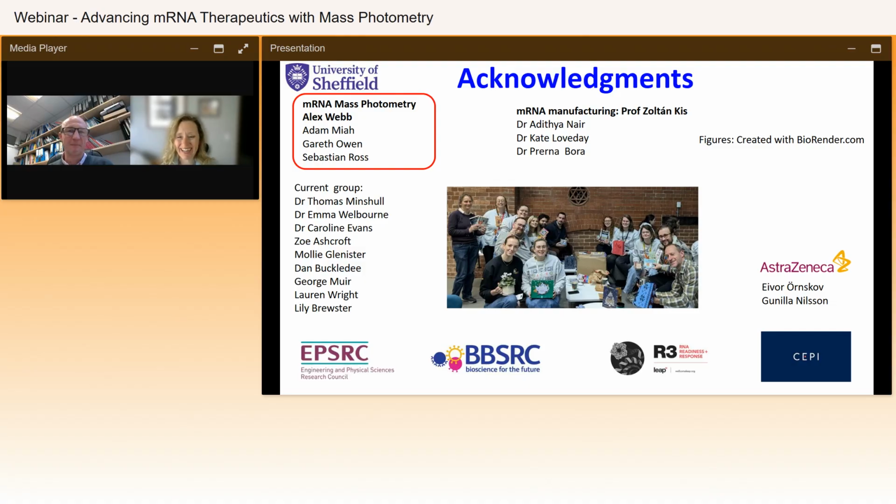Fair enough. We have a few what I'll call application questions. What size of mRNA can be analyzed using mass photometry? Okay, so I think this is one of the particular strengths of mass photometry in terms of the size of the RNA which you can analyze.